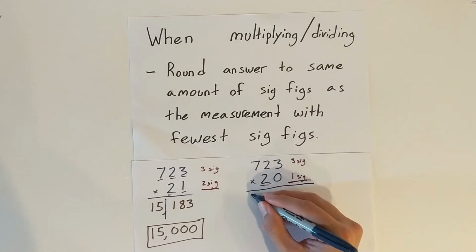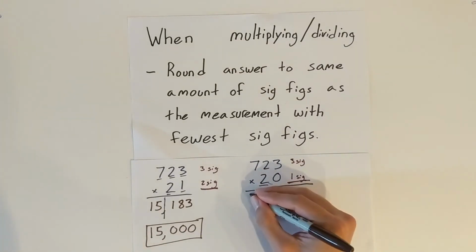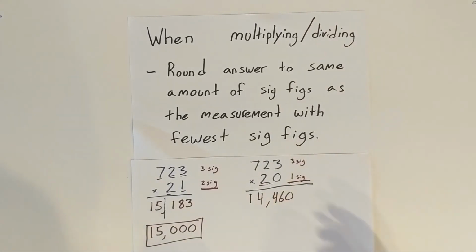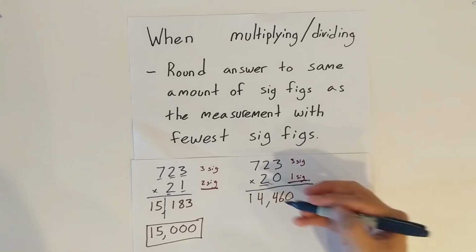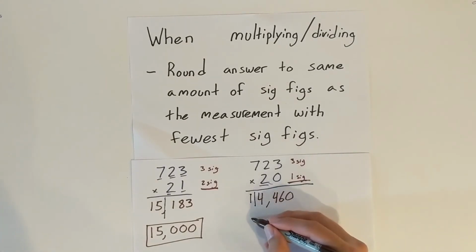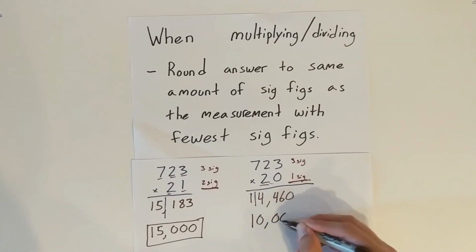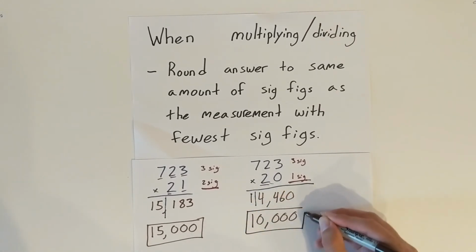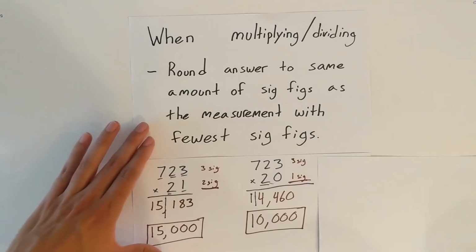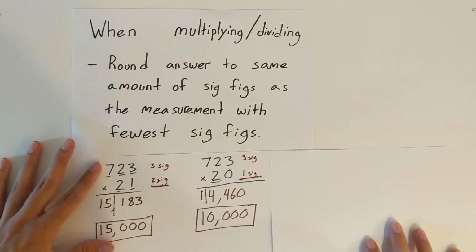So if I did this, I would have gotten 14,460, but again, 1 significant figure, so I have to round it to there. So again, because I have a 4 here, I round down, so 10,000 would be my answer. Alright, so I know these ones could be a little tricky, so we got 2 more examples. We'll do another multiplication example, and then we'll do a division example.